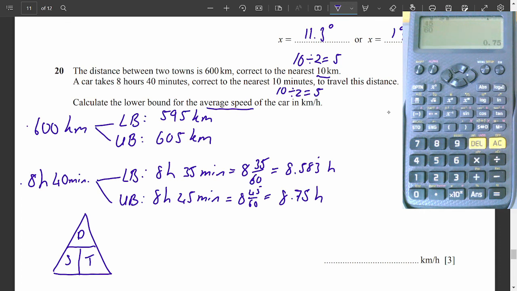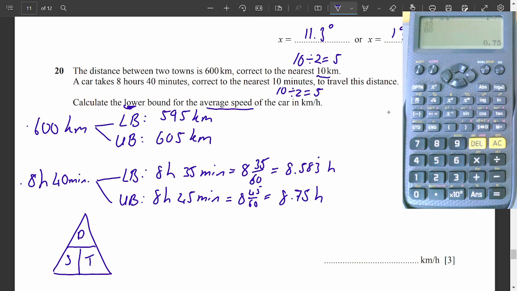Okay, don't get confused between minutes and decimal values. They're not the same. So I've done all of these, okay, because working out the lower bound is not as simple as taking the lowest values here, because we are going to be dividing. We want to get the smallest possible answer. Okay, let me show you what I mean.